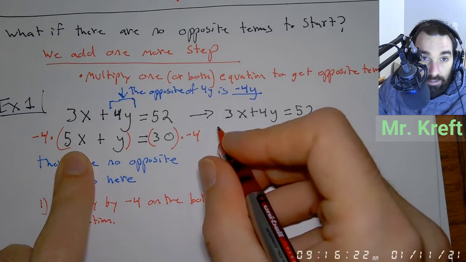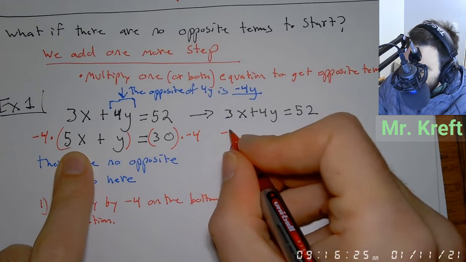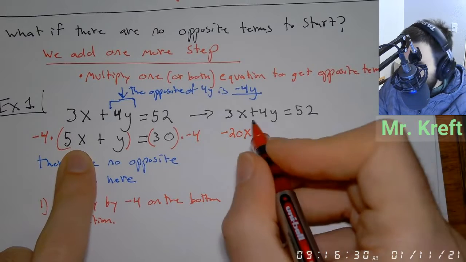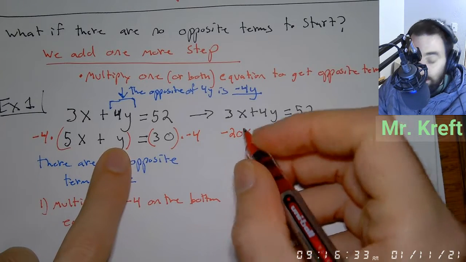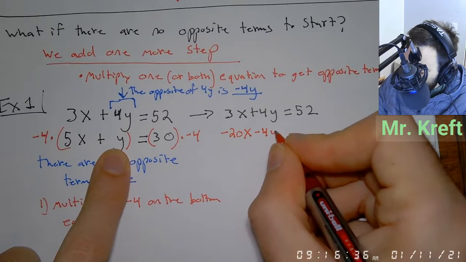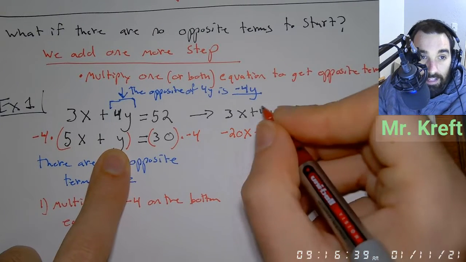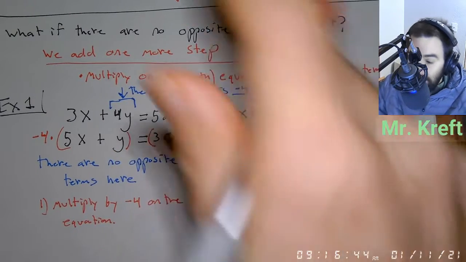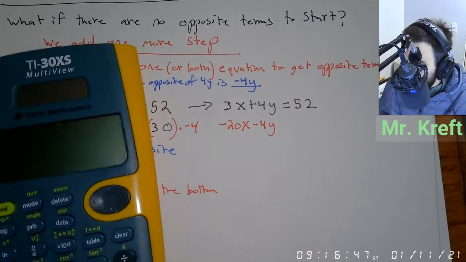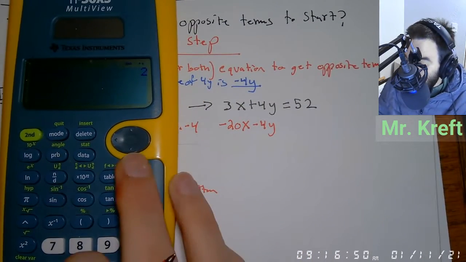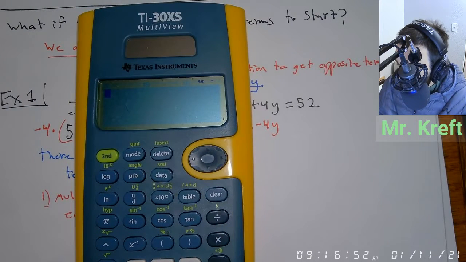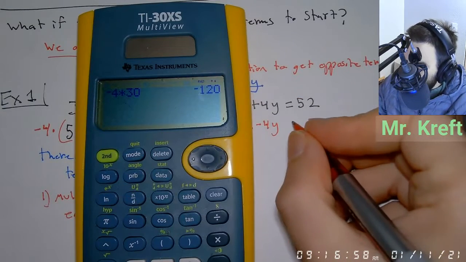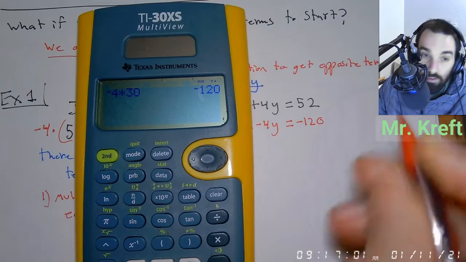So I have -4 times 5, right? So that's going to be -20x. -4 times 5x is -20x. -4 times y is -4y, and that's what we wanted. Do you see how we have opposites now? And then on this side, -4 times 30, you can just think of it as -4 times 3 and then add a 0. So I'd have -120.